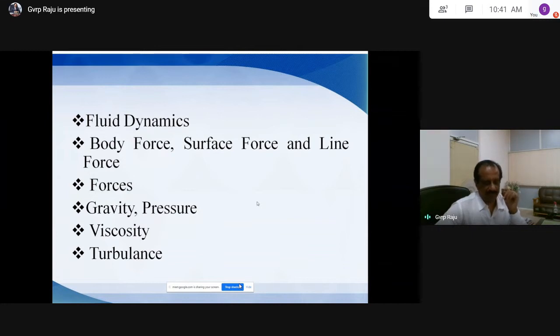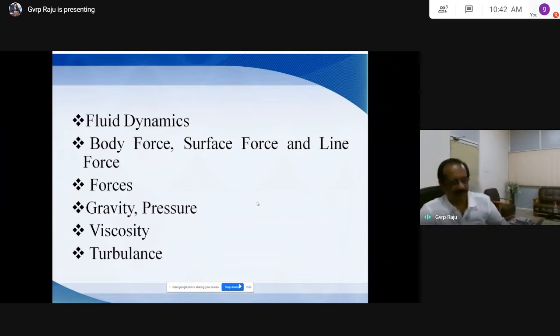If you remember the definition of surface tension, surface tension is the force required to maintain unit length of film in equilibrium. So the unit of surface tension is Newton per meter. So for line force, if we take the surface tension force, it is equal to surface tension multiplied by length. So the line force example is surface tension.